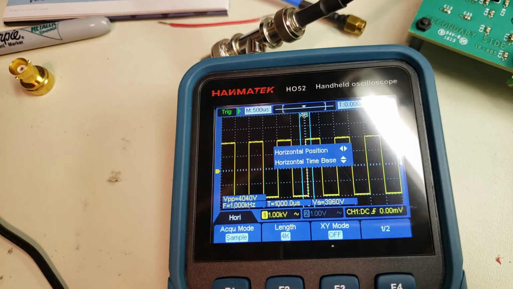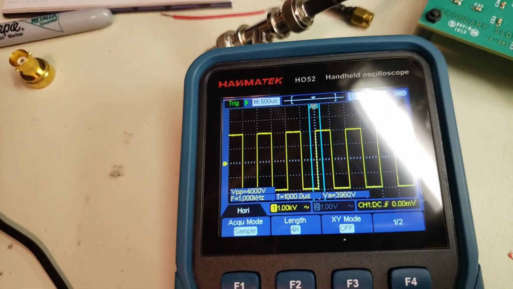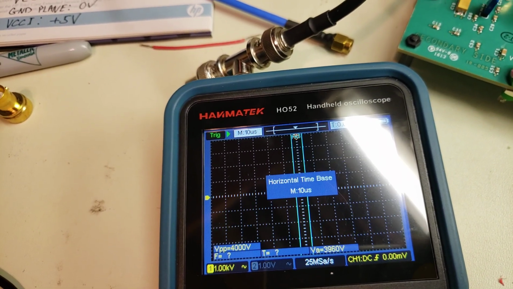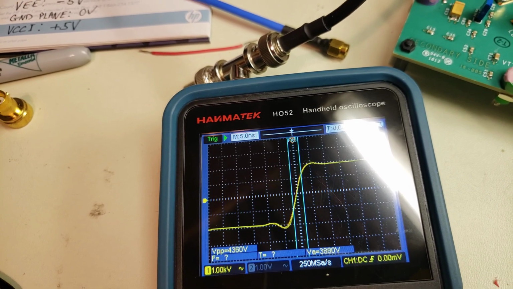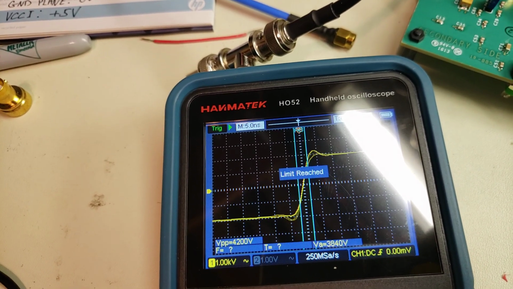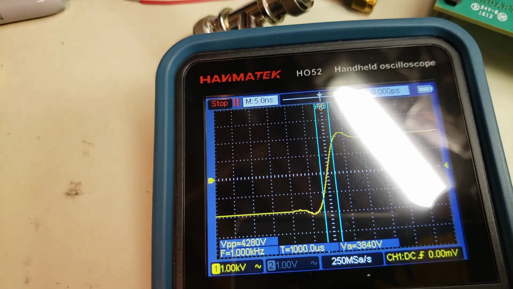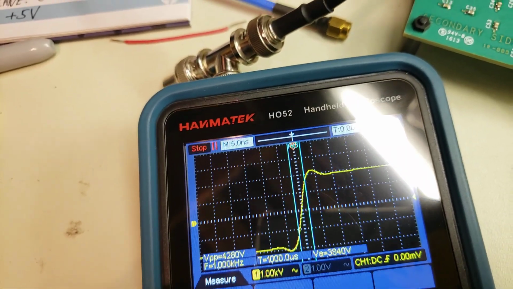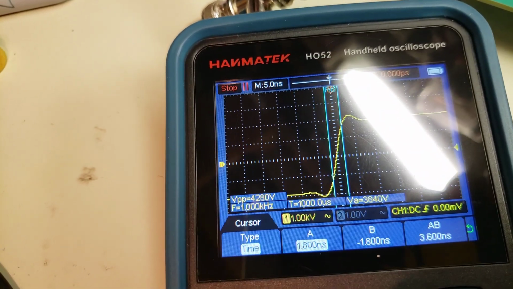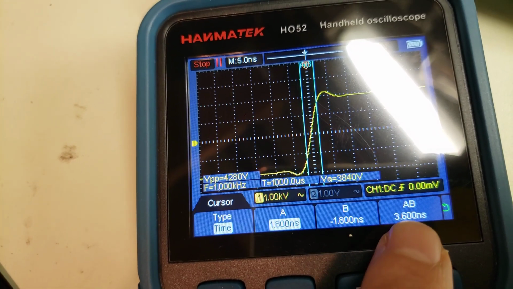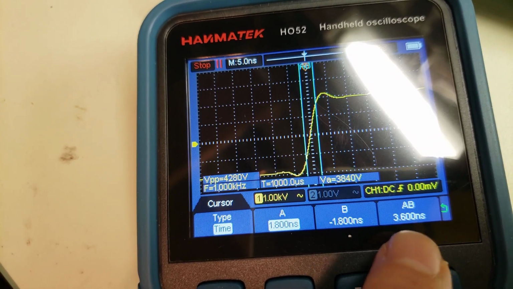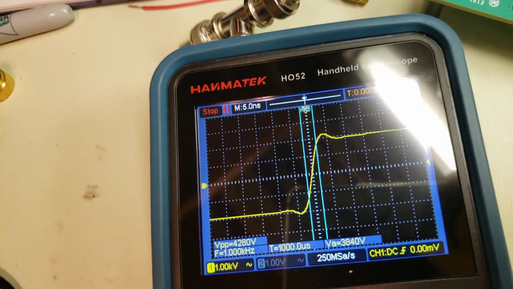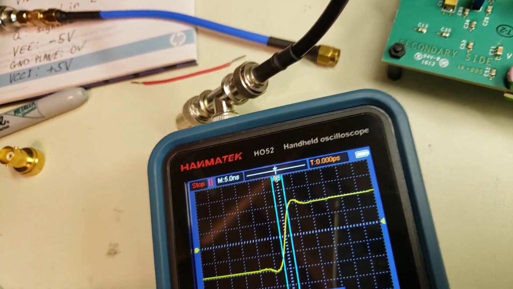We're gonna go to the horizontal menu. We're gonna raise the time base. Actually, it's the other way around. So we're gonna start seeing. Okay, so the limit is reached. I'm gonna pause it. Gonna go to cursor, measure. Okay, so we get 3.6 nanoseconds. So 0.35 divided by 3.6 nanoseconds gives us around 100 megahertz bandwidth on a single channel.